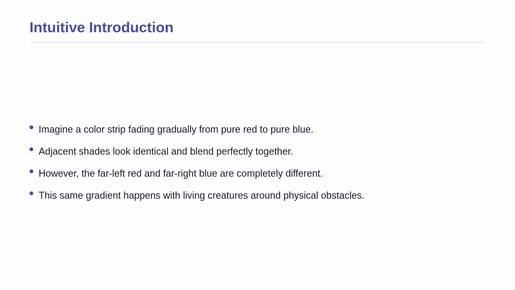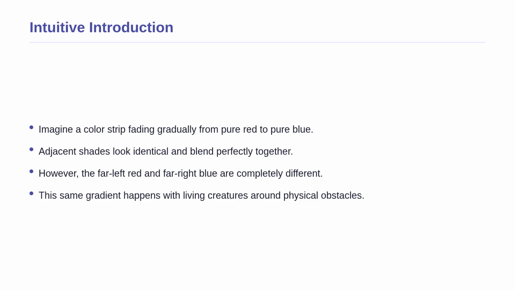Now that we have introduced our topic, let us start with an intuitive analogy. Imagine a paint color strip that starts as pure red on the far left and slowly fades into pure blue on the far right. If you look at any two adjacent shades on this strip, they look almost identical. Because the change is so gradual, every color blends perfectly with the one right next to it.